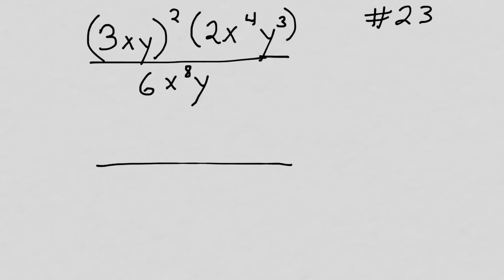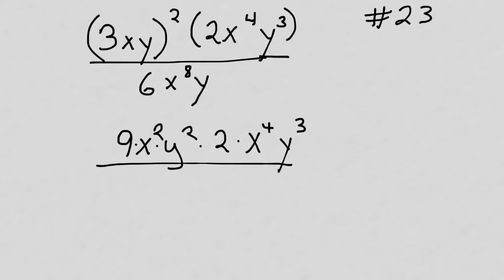That's going to be 3 squared, which is 3 times 3, that's 9. X squared, y squared. Now the next ones, we can actually even get rid of the parentheses, because this is 9 times x squared y squared times 2 times x to the 4th y cubed over 6 x to the 8th y.